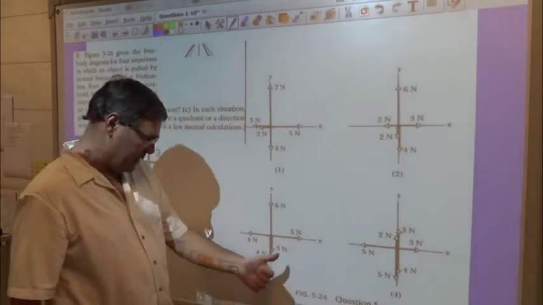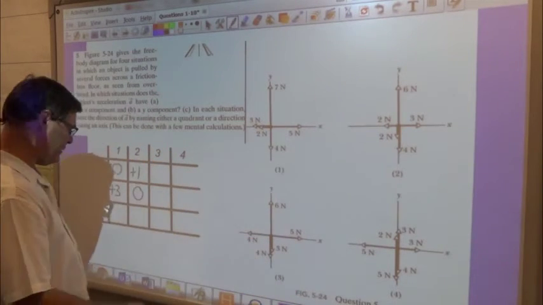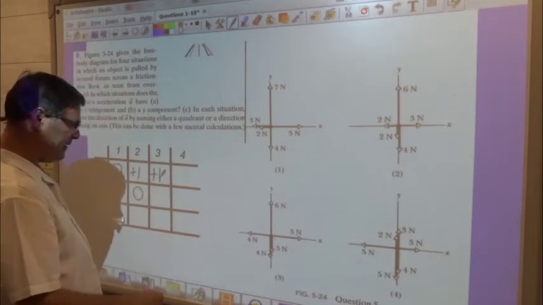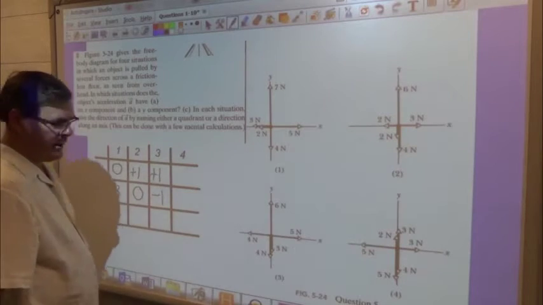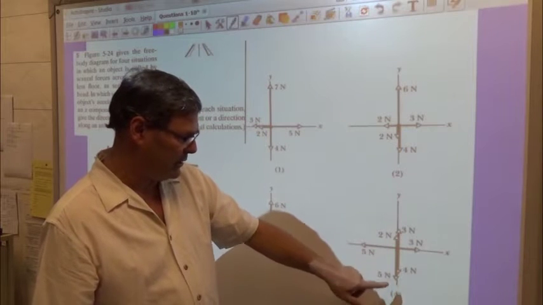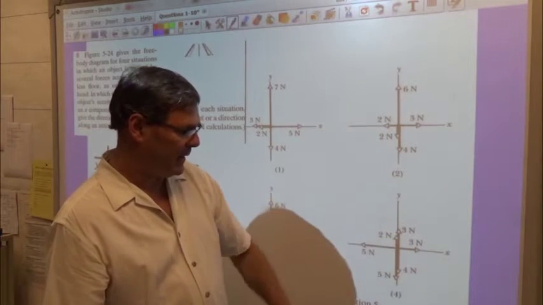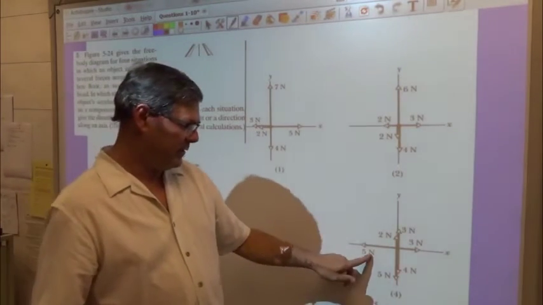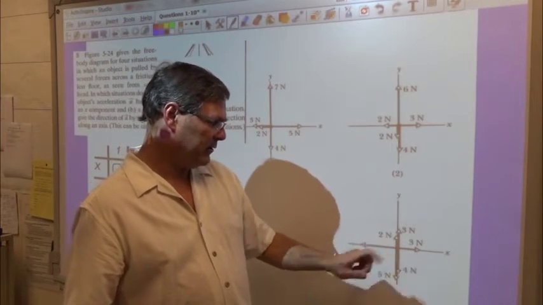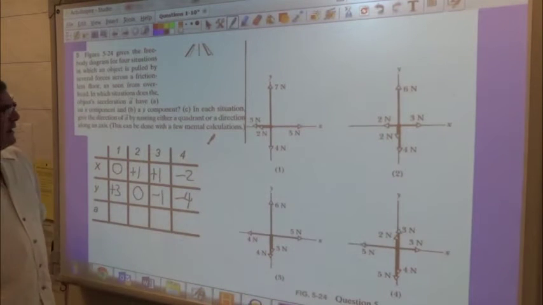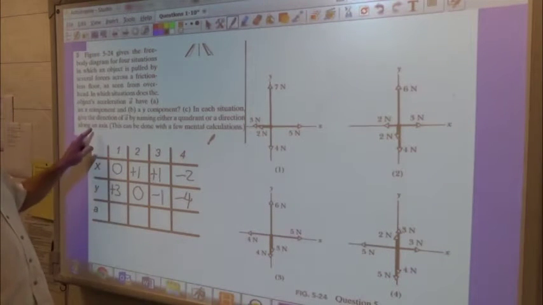For the third diagram, plus 5 and negative 4 gives me plus 1 in the x, and 7 downward and 6 upward gives me negative 1 in the y. And for the last one, 3 and 2 in the upward direction, 5 and 4 in the downward direction, so that's 9 and 5. That gives me a net negative 4 in the y. And in the x, 3 to the left, 5 to the left, 3 to the right, for a total of negative 2. So those are my components of the net force, and in each situation give the direction of acceleration.